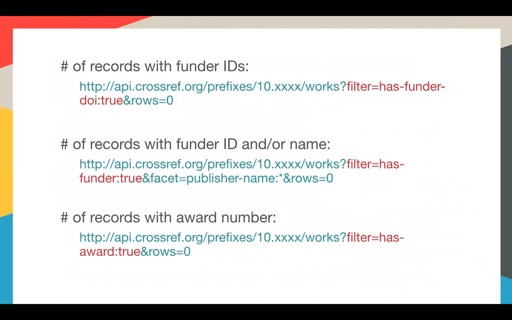You can do some fairly specific filtered queries. So for example, if you register funding data with us, you can look up all DOIs with funder identifiers. You can look up the number of records with funder identifiers and a funder name. You can look up the number of records with award numbers. This data will give you an idea of how effective your funding data is overall. It's also handy if you have vendors submitting this data for you and you want to keep an eye on them.